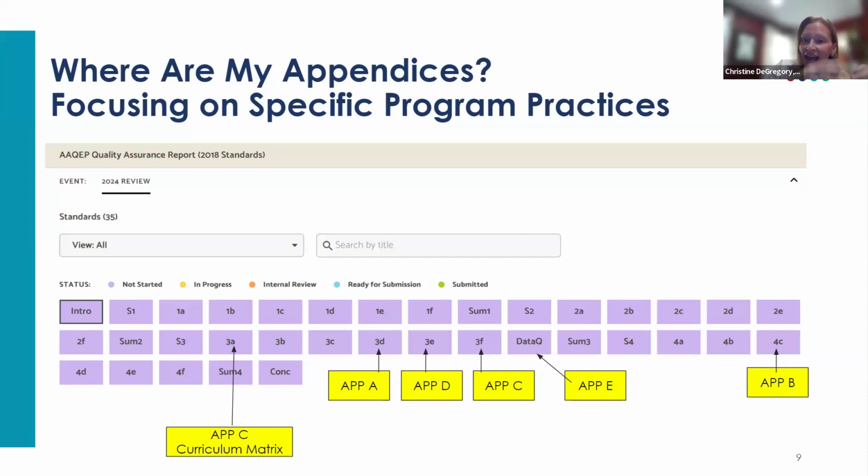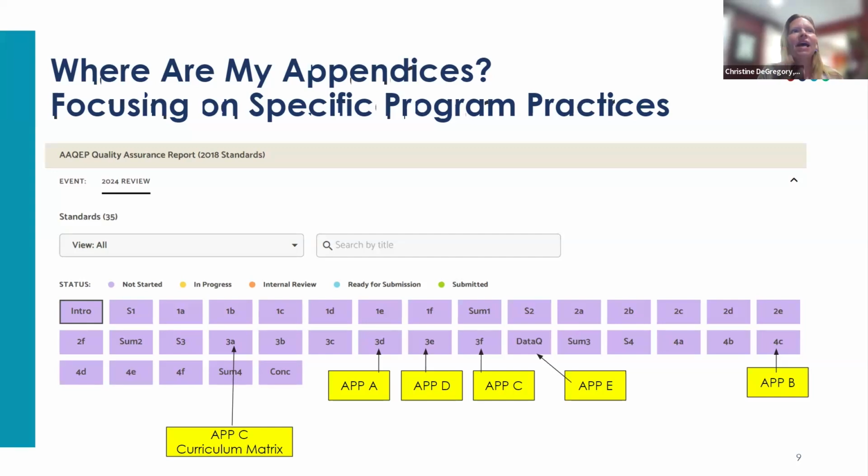You'll see Appendix A now resides in 3D, Appendix D in 3E, and so on and so forth, with, again, data quality being its own little button at the end of Standard 3, all right? What does this mean for you? It means you're still doing the same work you're doing. You're not changing course. Given these are our 2018 standards and the way things are aligning here, you're still doing the same thing. You're just moving it from the back of your self-study into the specific aspect.